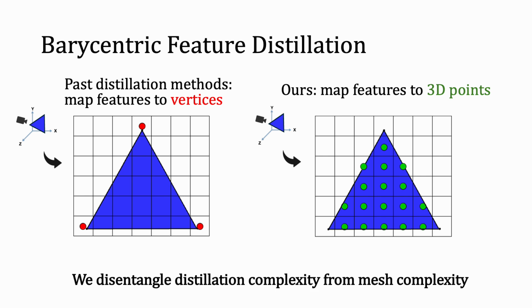An extremely valuable consequence of this approach is that we effectively disentangle distillation complexity from mesh complexity. Instead of the ground truth data and number of optimization variables being determined by the mesh vertices, which often represents a highly irregular and uneven sampling of the underlying surface, the ground truth samples are now determined by the render resolution. And since render resolution directly corresponds to visual detail, this aligns perfectly with how image feature quality scales with render resolution.